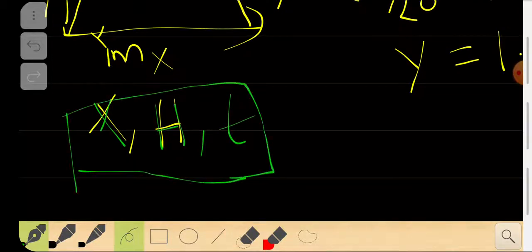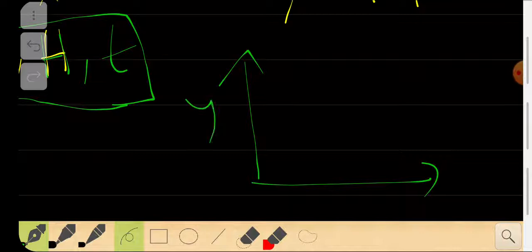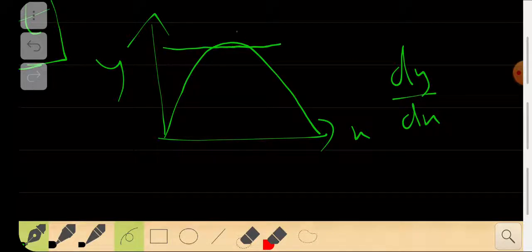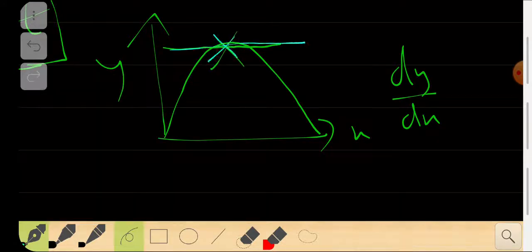Now, using this orbit equation, can we find that? Yes, we can. If you have an equation of y in terms of x for a projectile like that, then dy by dx, which is the slope of this line, will be 0 at this point. So this point is important.